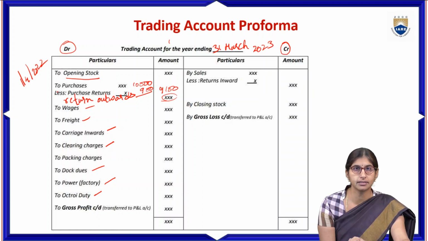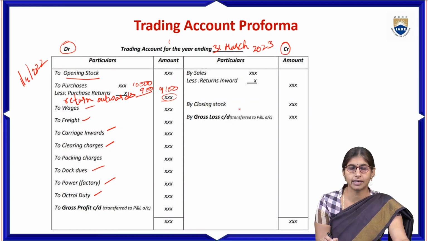And the other one is purchases, purchases less purchase returns. The net amount we are going to write in the outer column. These are the items, and the rest of all the items which we have discussed till now are expenses for manufacturing the goods for the manufacturing unit. So all these are the direct expenses.